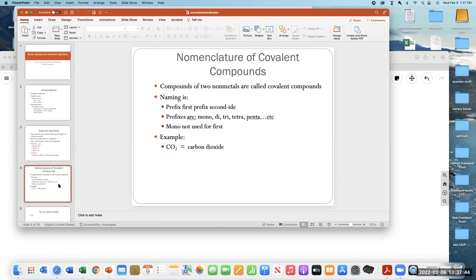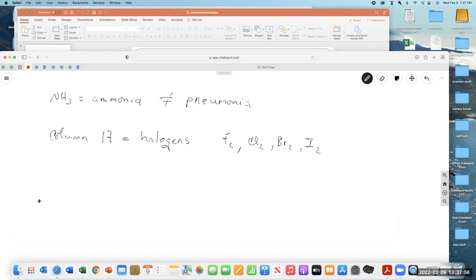Anyway, typically we don't use mono for the first element, but we do on the second. So the names are really simple. And then the prefixes: mono, di, tri, tetra, penta, just to complete. If we go 1 through 10, they're the same thing they use for polygons. Mono, di, tri, tetra.